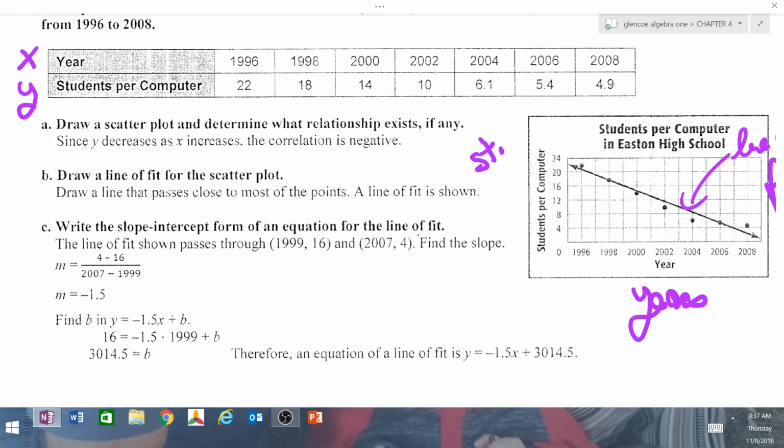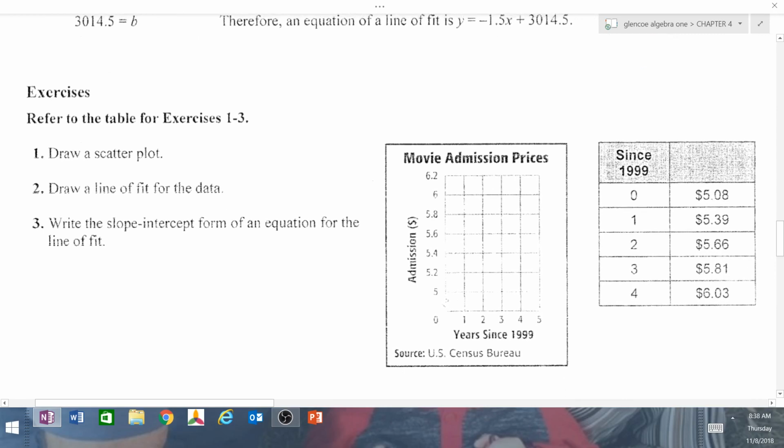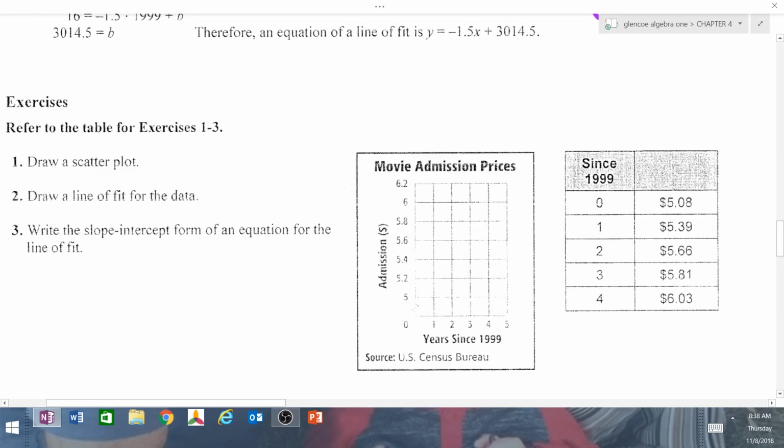Okay? So the first thing you have to do is find the slope, then plug it into the point-slope form, and then you can write it in slope-intercept form. All right, so let's go ahead and do one together. The first thing we're going to do is refer to the table for exercise 1-3.